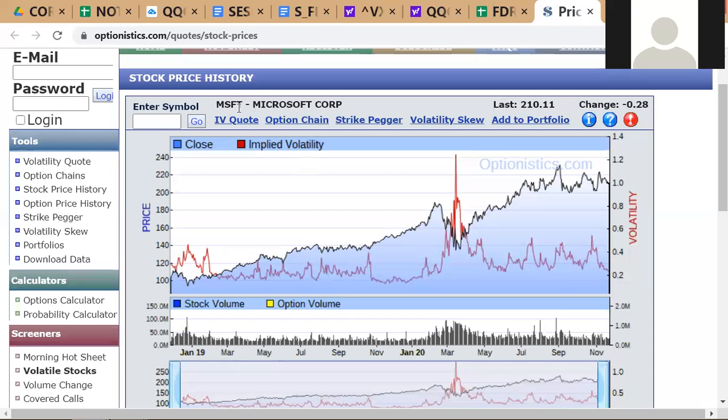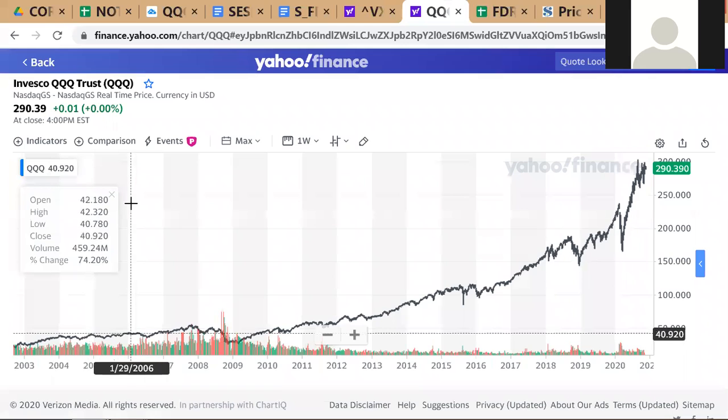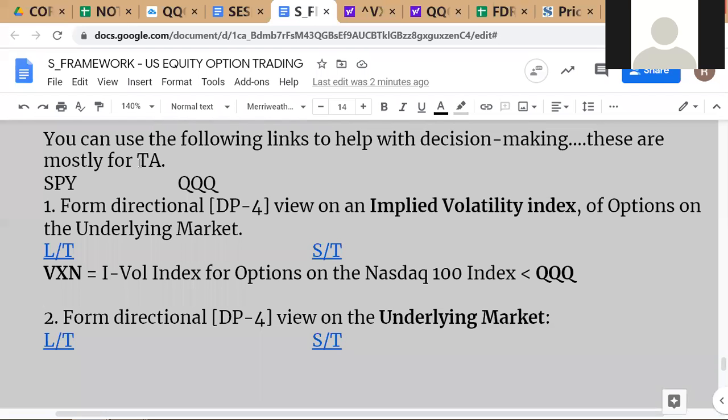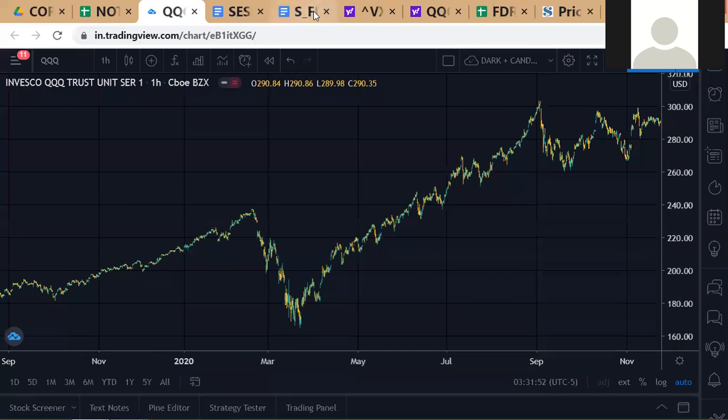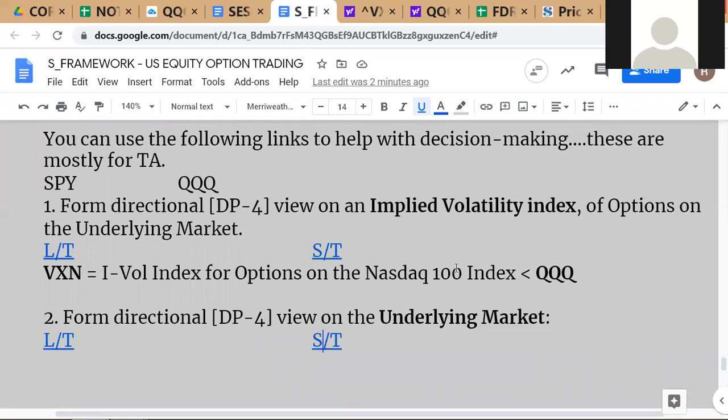Now, Microsoft is a tech stock, so it will track the NASDAQ 100 index. I'll show you how this becomes useful when you look at the tickers. Essentially, if you are trading options on the QQQ, you use the VXN as your eyeball index. Here I've given you the links to the QQQ. When you launch this, you get the trading view charts, and on the trading view you put in the QQQ ticker, and you can get a short-term chart of the QQQ. This is already your ticker in the list of tickers given to you for the project.